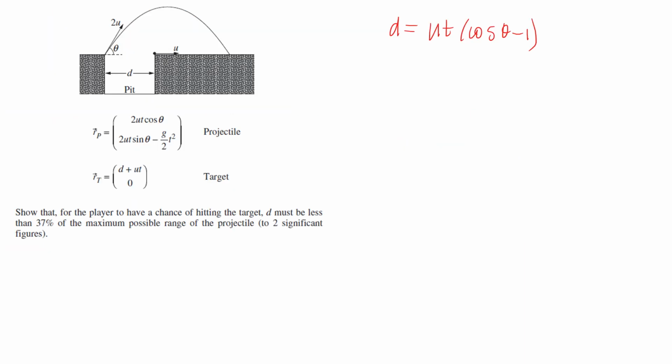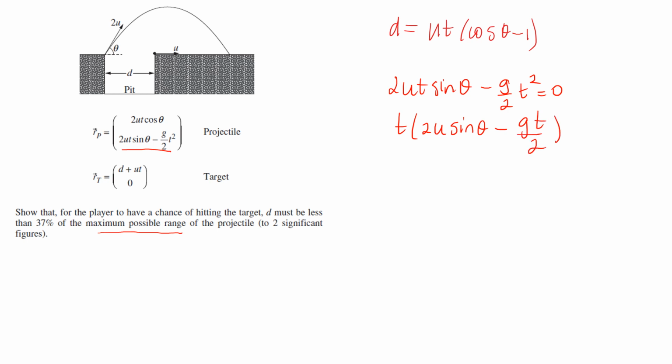So the next thing we're going to do is work out this maximum possible range, because if you're in a question like this and you don't know what you're doing, try and get marks, that's going to give us a mark. Now, the range is going to occur when y is equal to 0. So we want to solve 2ut sine theta minus g on 2 t squared is equal to 0. Factorise. Minus gt on 2. Obviously t won't equal 0, so we need to solve that bracket equal to 0.